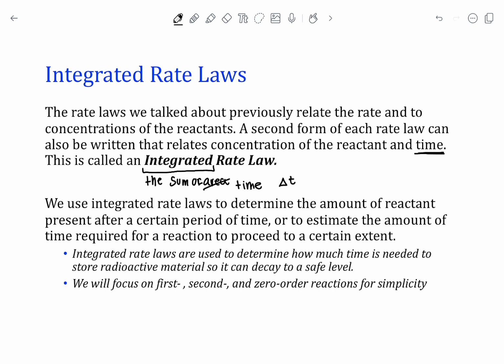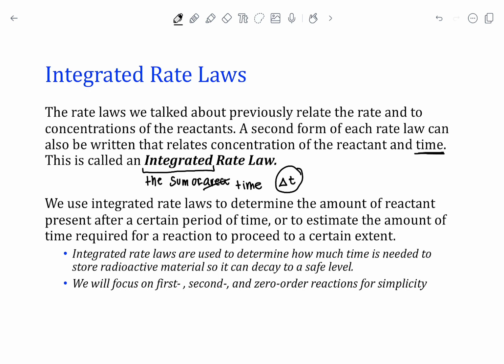So we use integrated rate laws to determine the amount of reactant present after a certain period of time. So as our time is changing, we're going to see how much reactant is left over from that reaction. We can also use them to estimate the amount of time required for a reaction to proceed to a certain extent. Integrated rate laws are used to determine how much time is needed to store radioactive material so it can decay to a safe level. We will focus on first, second, and zero order reactions just for simplicity.